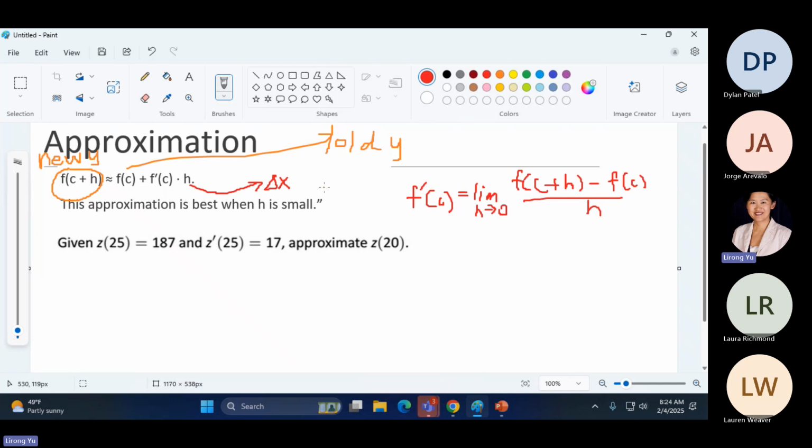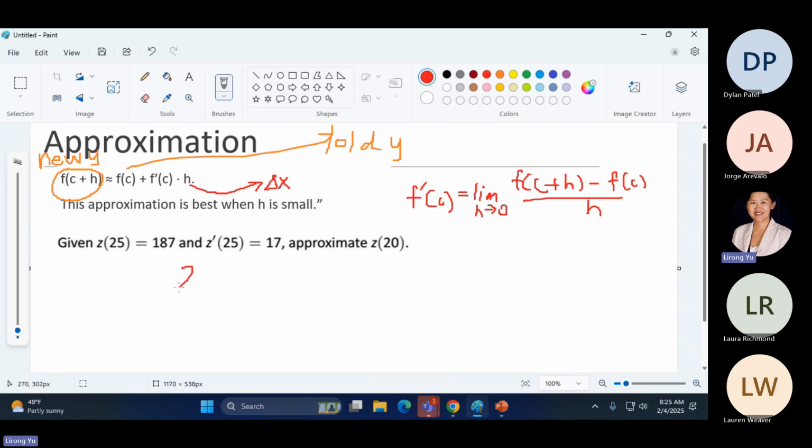Now the f prime c at that point c is the ratio between the changes. So if you multiply the rate of change with the change in the independent variable, you figure out the change in the dependent variable. So the rate of change applied to the change in x gives you the overall change to the y value.